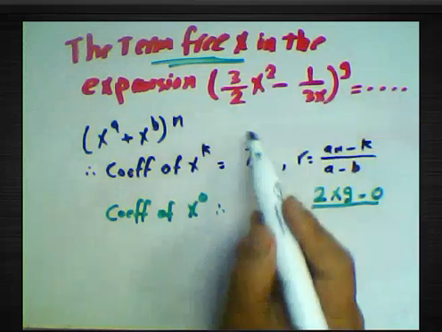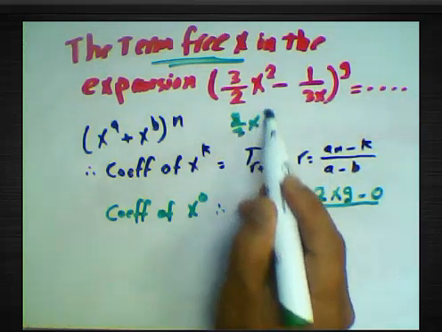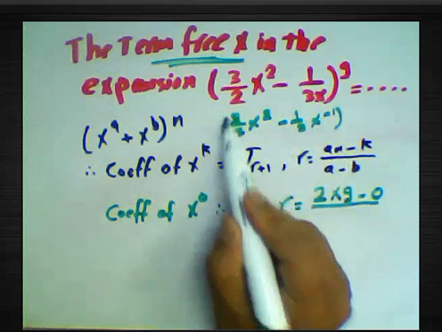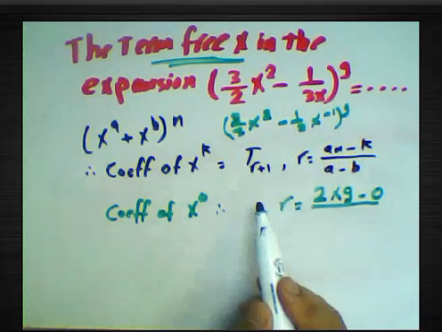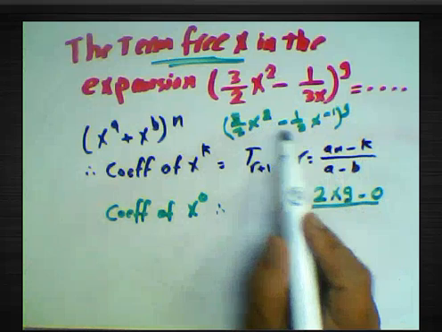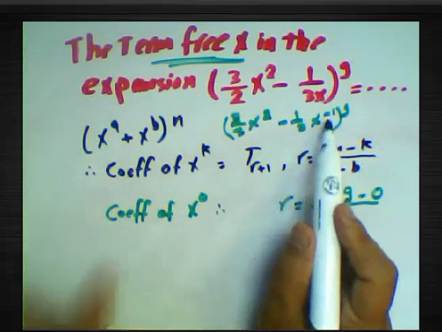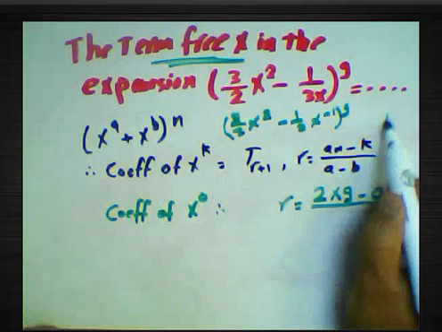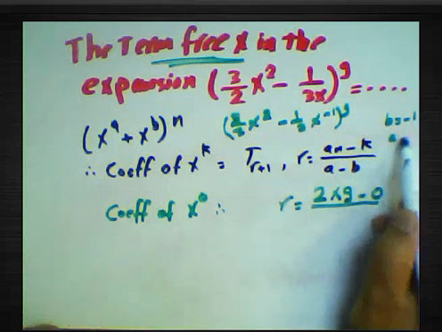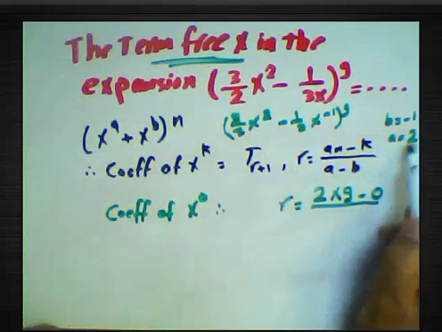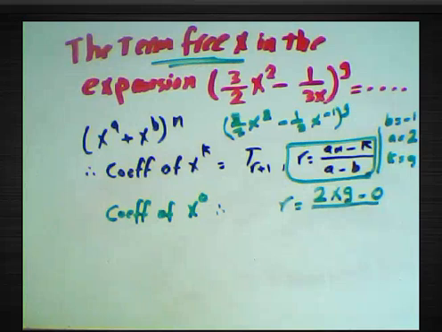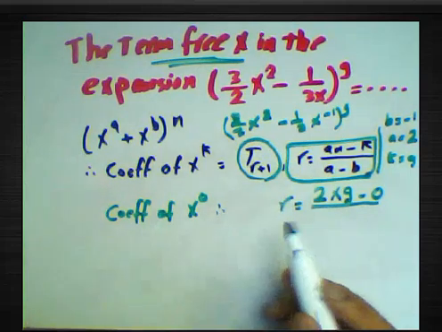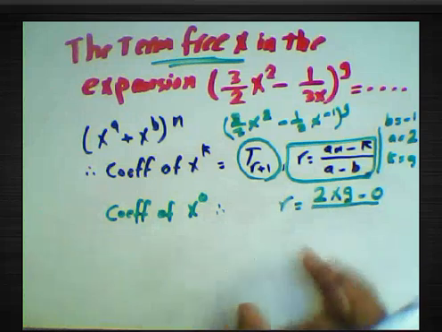This expression we can write as 3 over 2 x power 2 subtract 1 over 3 x power negative 1, all power 9. Okay, so x power negative a will be x power b, then b equals negative 1, b equals negative 1, and then a equals 2. R here is to know the term, and then add 1 to r to know the term.